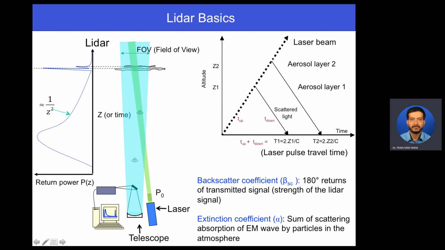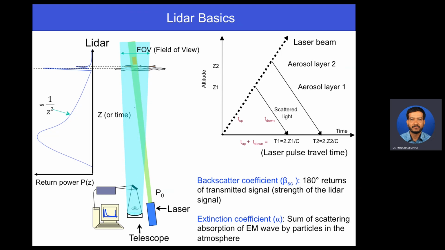So we define two important variables which I'll be referring to. Backscatter coefficient, which is nothing but 180-degree returns of the transmitted signal. It's basically the signal strength of the return signal.